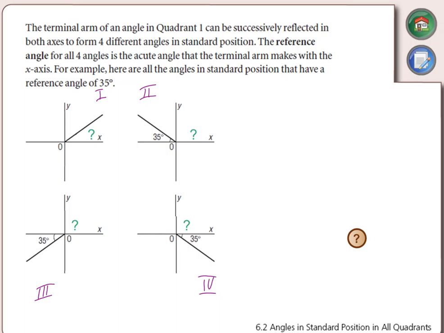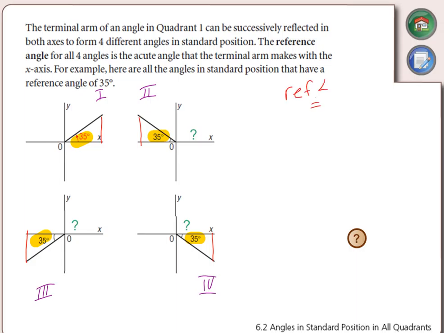And in every one of those, notice what happens here. Notice how each of them has 35 degrees. So those are called our reference angles. They're the ones that are inside of the triangle if we draw our triangle to the x-axis. The reference angle is always between the terminal arm and the closest x-axis.